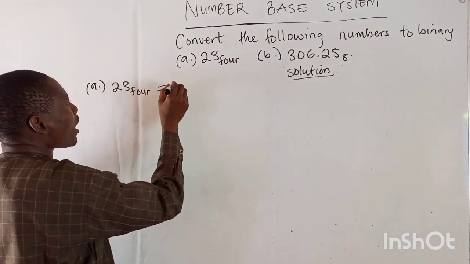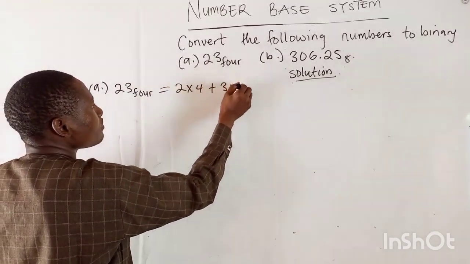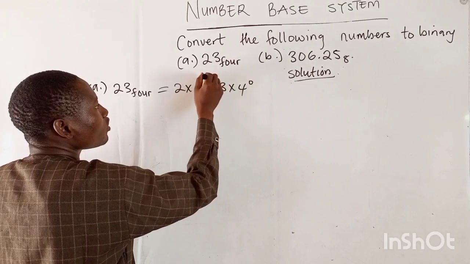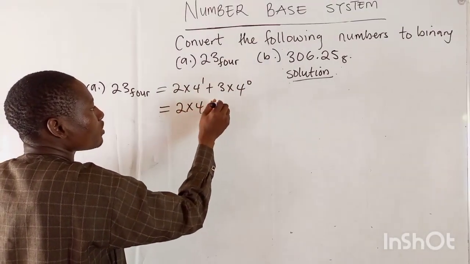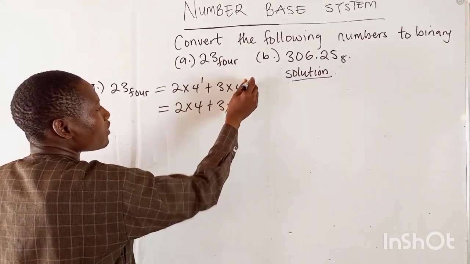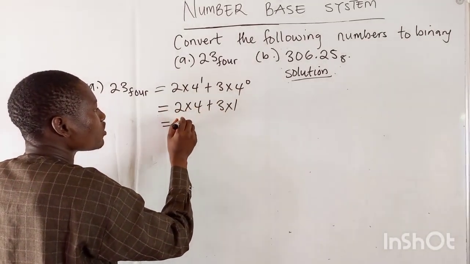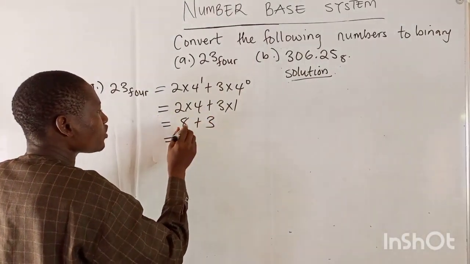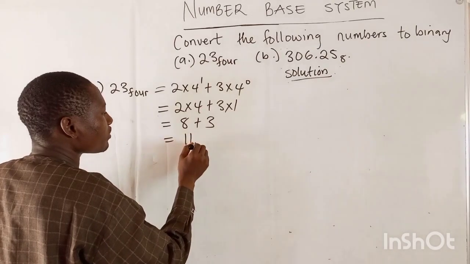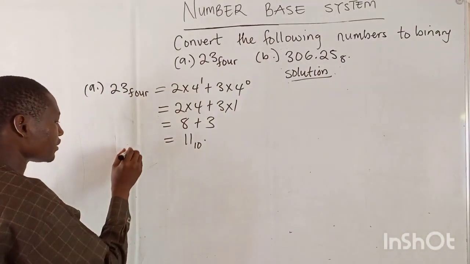Now we are going to have 2 multiplied by 4 plus 3 multiplied by 4. We write the powers 0, 1, so we have 2 multiplied by 4 to the power of 1 plus 3 multiplied by 4 raised to the power of 0, which is 1. We have 2 times 4 is 8 plus 3 times 1 is 3. So 8 plus 3 is 11 base 10. Now we can convert it to binary.